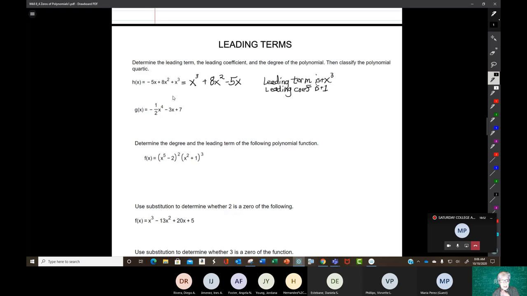The degree of the polynomial, when it only uses one letter for a variable, is the highest exponent, the highest degree of the leading term. The leading term governs what the degree of the whole polynomial is when there's only one letter involved. So the degree of this is 3, because the degree of the leading term is 3.